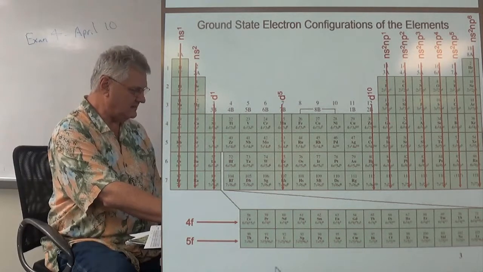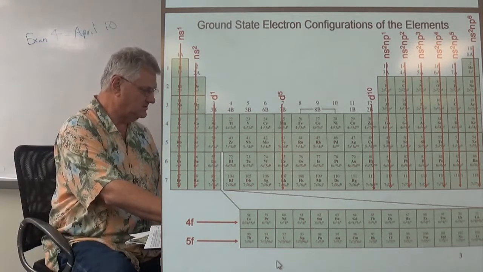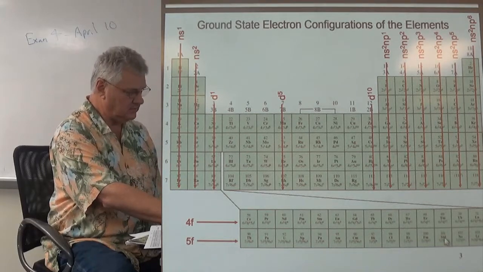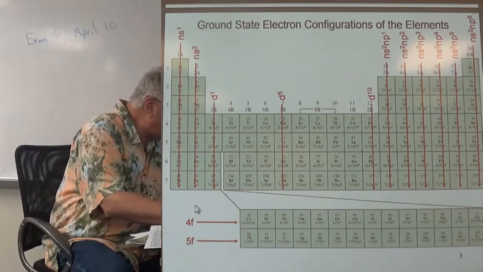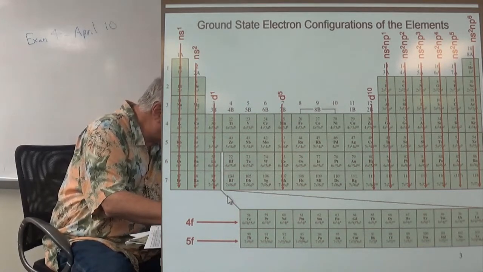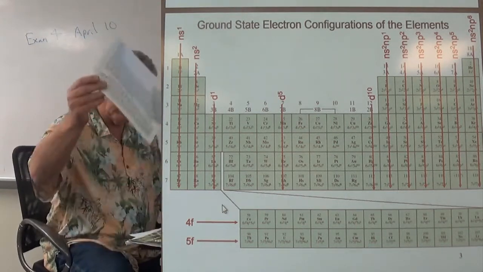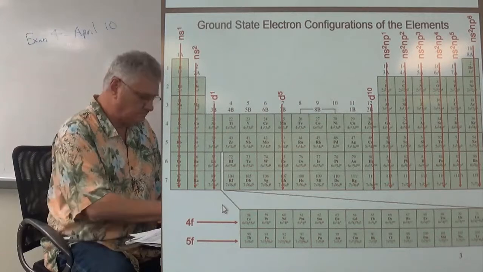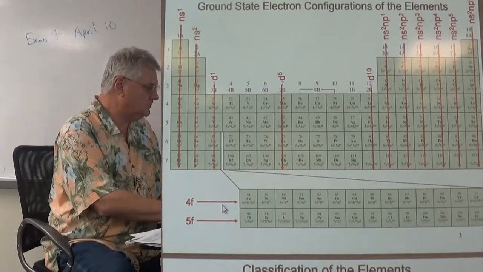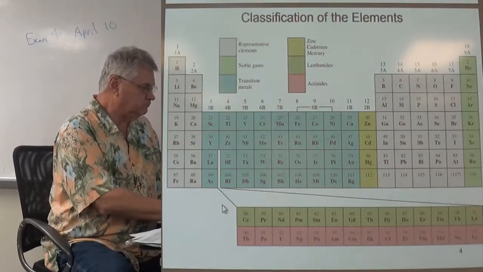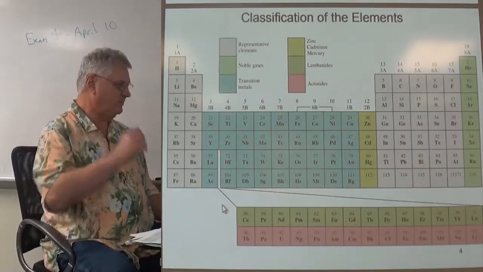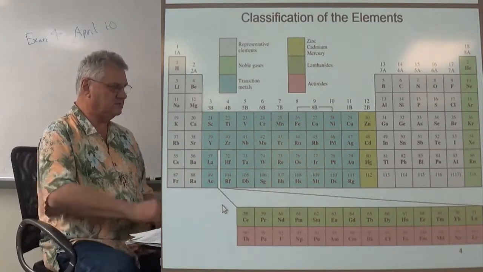And then the lanthanides and actinides, we're not going to talk about those much, but this is where we encounter the f orbitals, and they're right in this slit here in the periodic table. And they're at the bottom of the periodic table I gave you. This is really a review, I think, of the beginning of the semester.